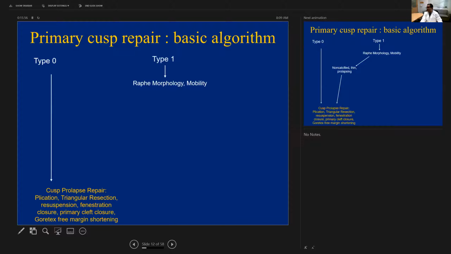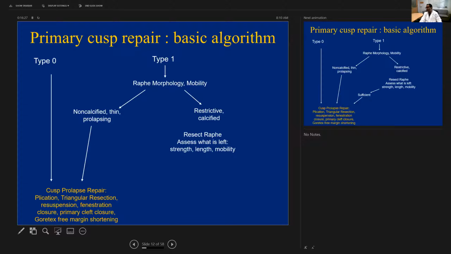For type 1 bicuspid valve, it's important to look at the morphology of the raphe, the mobility. Often the pseudocommissure is a little bit tethered and calcified. So how much mobility do you have with the pseudocommissure, with the conjoint cusp, and what does the morphology look like? If the conjoint cusp is not calcified, it's thin, it's just a prolapse segment, then we can approach it straight for primary cusp repair. Now, if it's restricted or calcified, you still don't have to walk away from a repair.